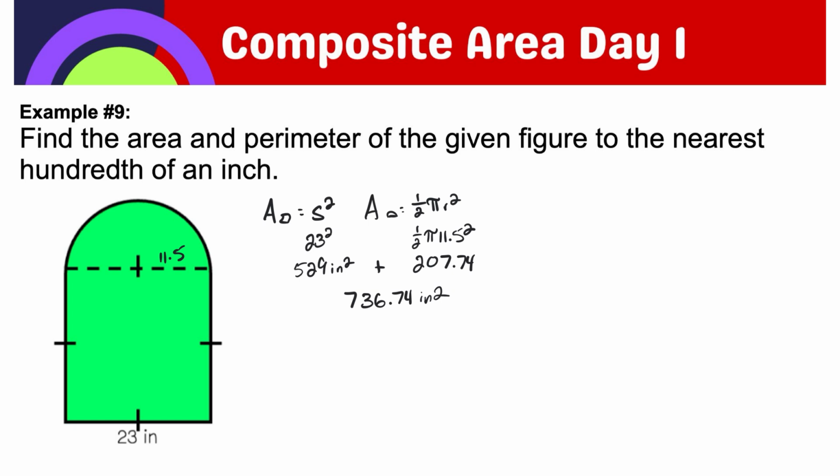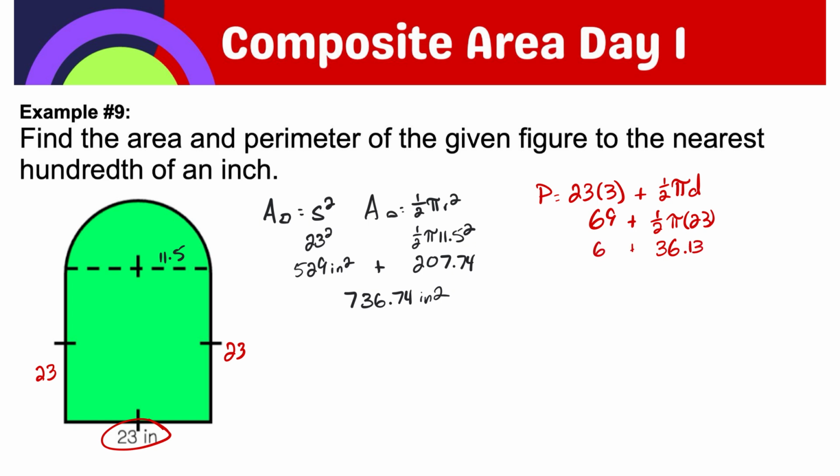Now let's look at our perimeter and then we'll be done. So for our perimeter, we're going to add up all the sides. We have 23 3 times. So 23 times 3. And we have half of the circumference. So half of pi d. It'll be 23 times 3 is 69 plus half of pi times the diameter, and our diameter was 23. So it's 1/2 pi 23, and our calculator says the answer is 36, and it says to the nearest hundredth, so 13 hundredths. And add these two together, and that will be your final answer of 105 and 13 hundredths inches.